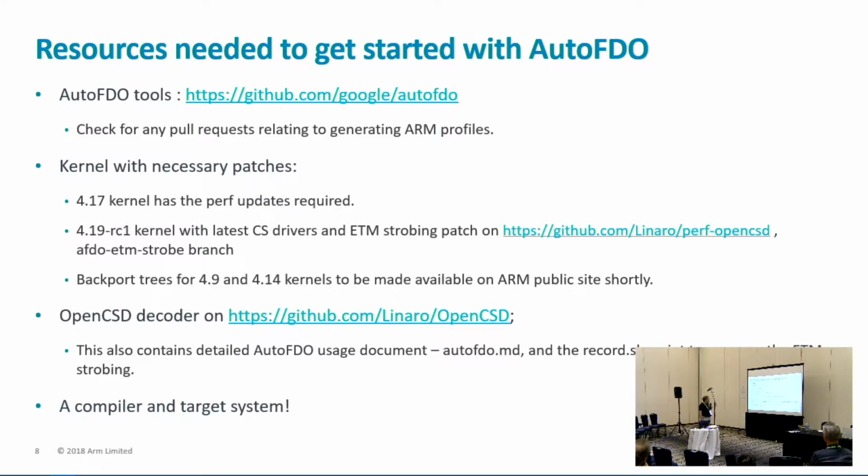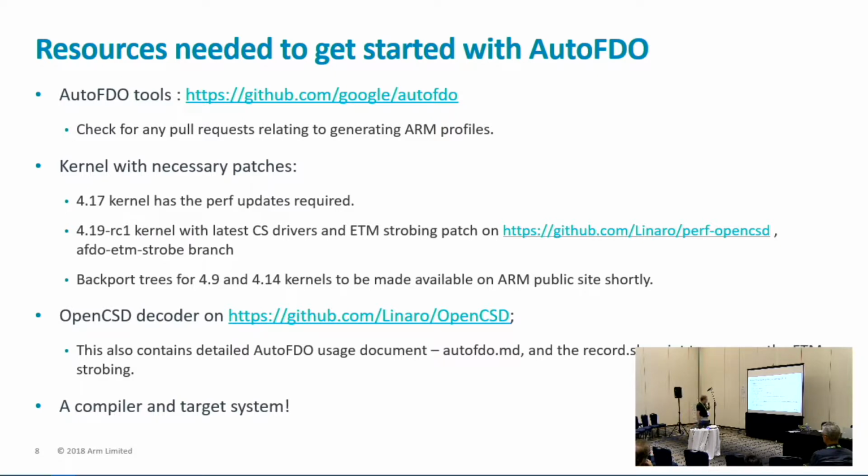Secondly, you need the kernel with the necessary patches. The perf changes have all made it upstream and will be available from a 4.17 kernel onwards. The ETM patch that does the strobing, we've put on the perf OpenCSD GitHub, and that's available, or will be available shortly. I actually need to push it at some point. And that also contains the latest CoreSight drivers, which will also be shortly upstreamed.